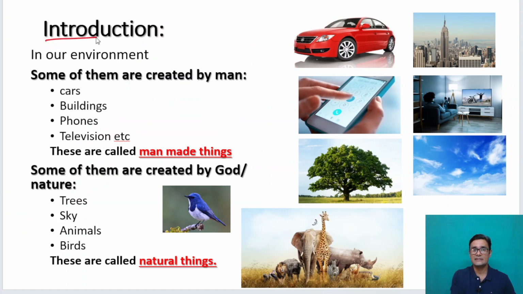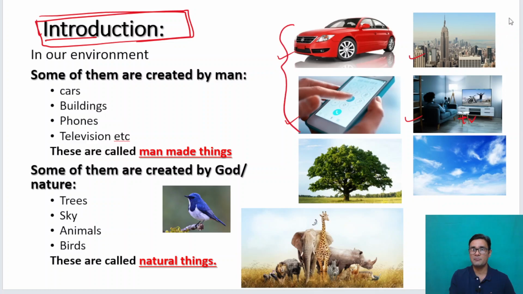So the first thing is, in the introduction, when we look at things all around us, what do we see? We see cars, buildings, phones, televisions. All these things are made by man. The car is made by a human being in factories. A few engineers make a building. A technology person makes a TV, a phone. So these are all created by man. Because they are made by man, they are called man-made things.